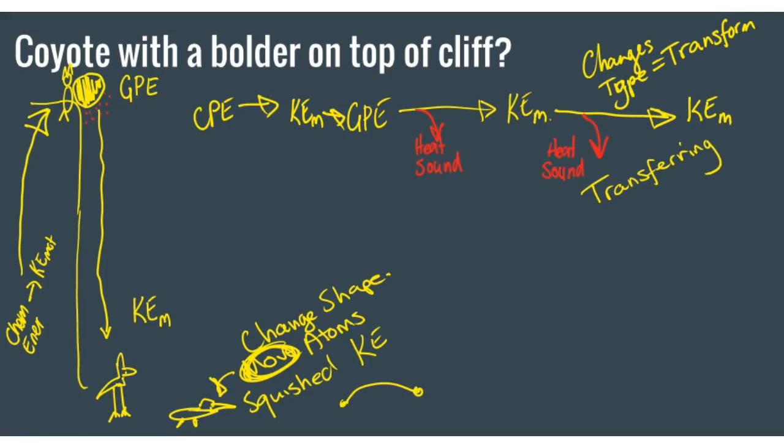And when it's lost, notice how I put an arrow out to the side. That's because, is it actually achieving my ultimate objective of falling and squishing the Roadrunner? How does heat and sound help me squish him better? No. I can't actually use that heat and sound to squish Roadrunner, therefore it's lost to me, and therefore I put it as a little arrow going out of my energy chain.